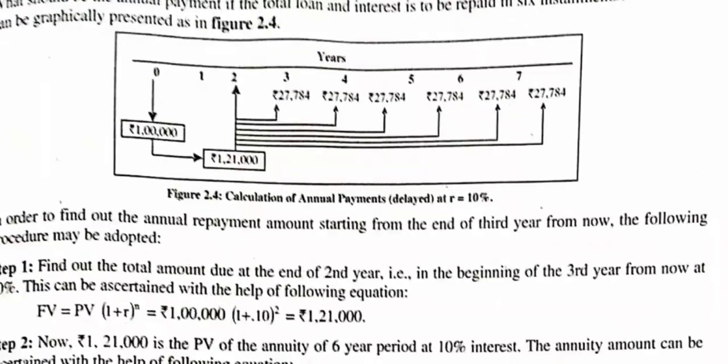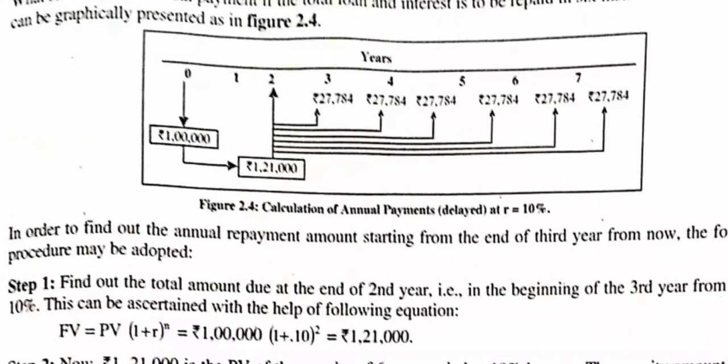Suppose you take 1 lakh rupees as a loan from a bank. How much do we need to pay? We need to pay 1,21,000 in total, where 27,784 rupees per year we are paying for up to 7 years. So in total it will be 1,21,000. The additional 21,000 that you are paying is interest, while the 1 lakh is the repayment of the loan, and the interest is charged at a 10% rate of interest.